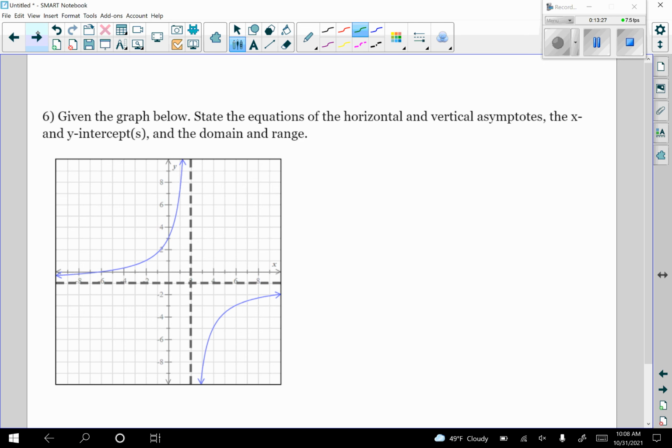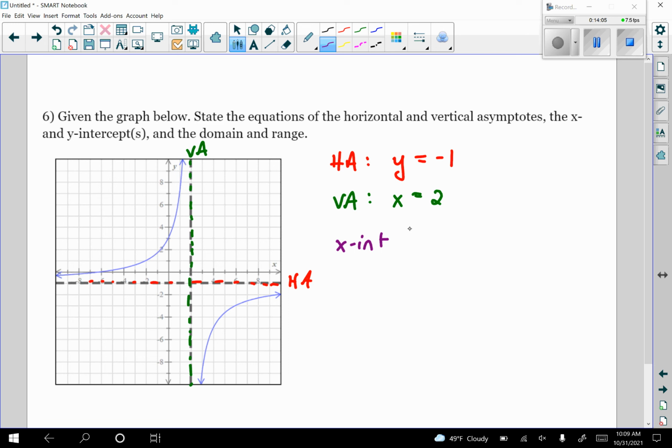For number 6, given the graph below, state the equations of the horizontal and vertical asymptotes, the x and y intercepts, and the domain and range. So again, clearly identify your answers. Here's our horizontal asymptote labeled, and this is right here. That is always an equation of a line. Horizontal means y is going to equal, and we're going to have a -1. Vertical asymptote is right here. That's always going to start with x equals, and then this will become x equals 2.